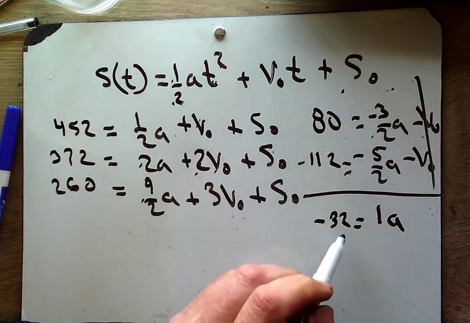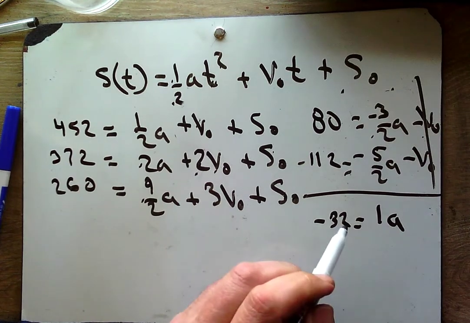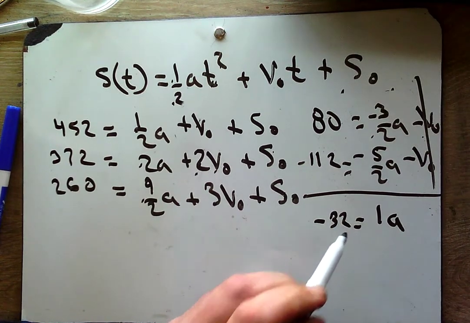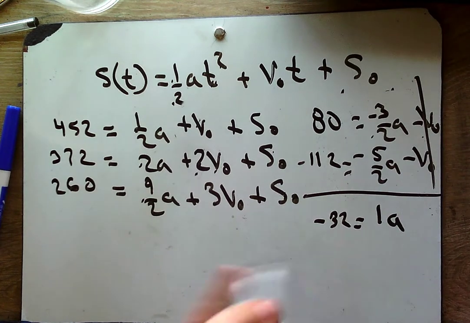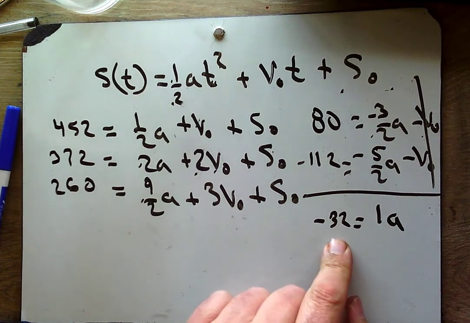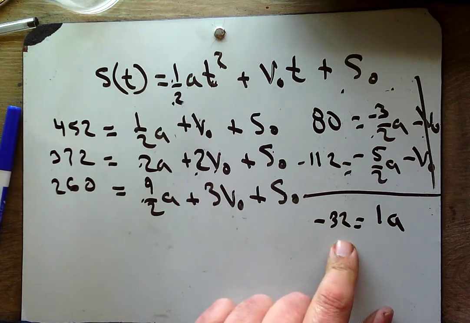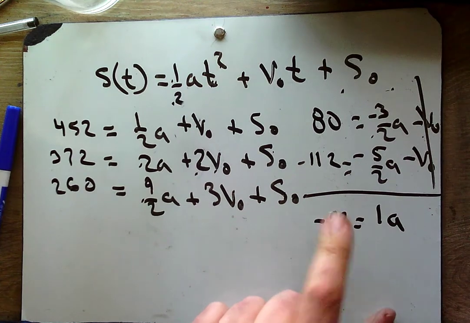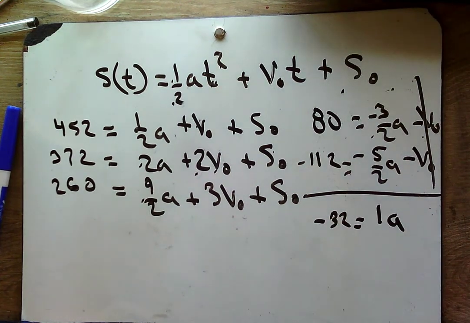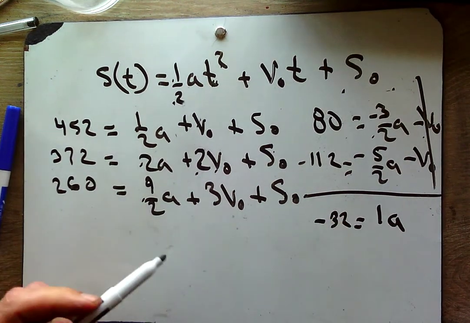And that's what I should get if I'm talking about imperial units of measure, and I'm doing this on planet Earth. It should always be negative 32 if we're talking about feet. If we're talking about meters, that'd be 9.8. But since we're talking about feet, this is always going to be negative 32. That's a nice check on these problems.